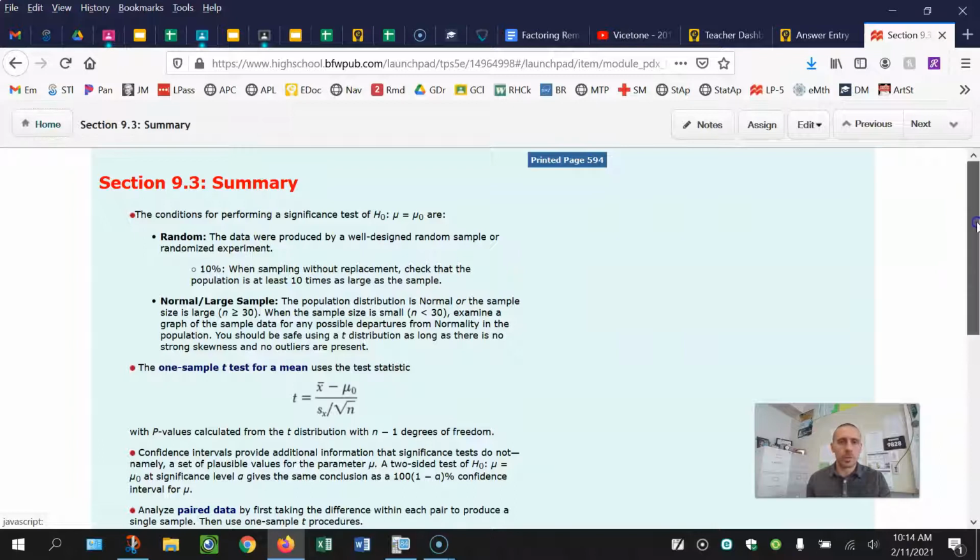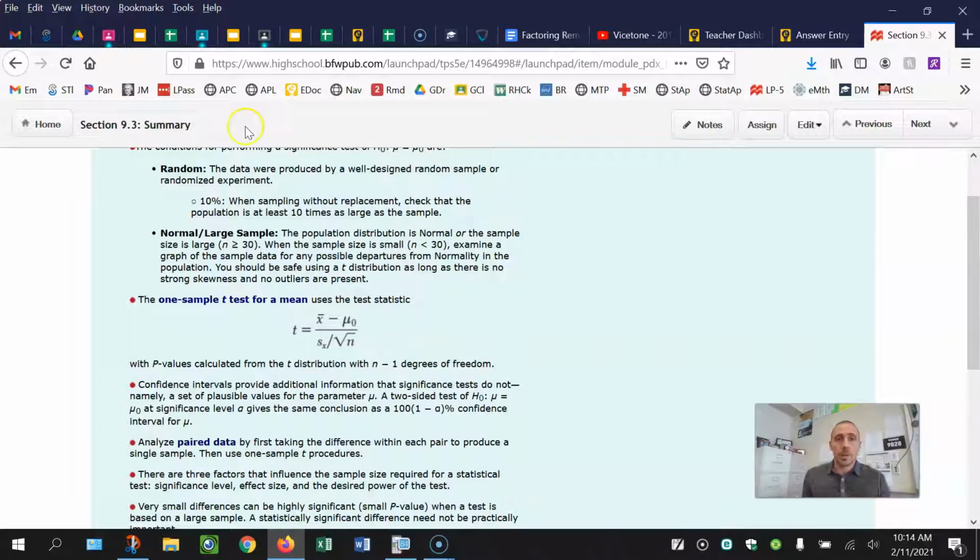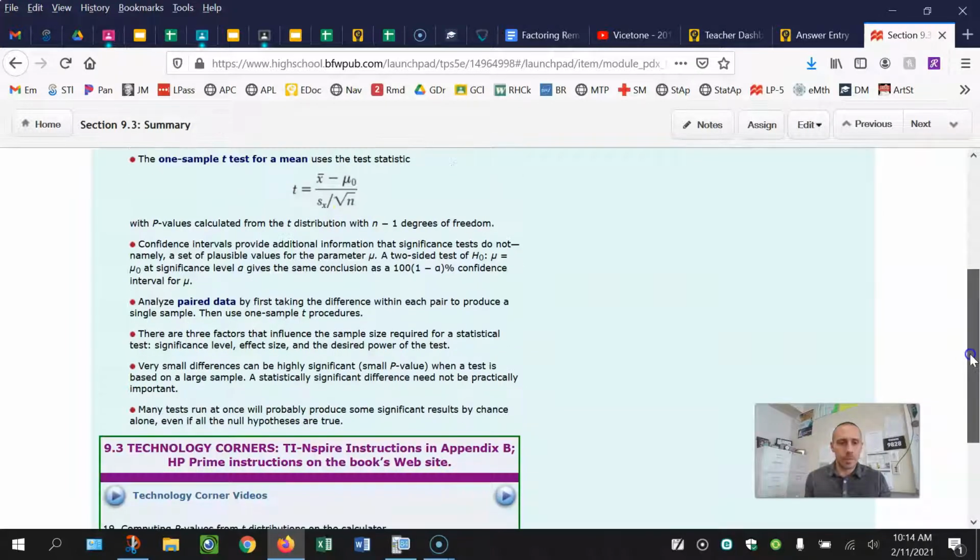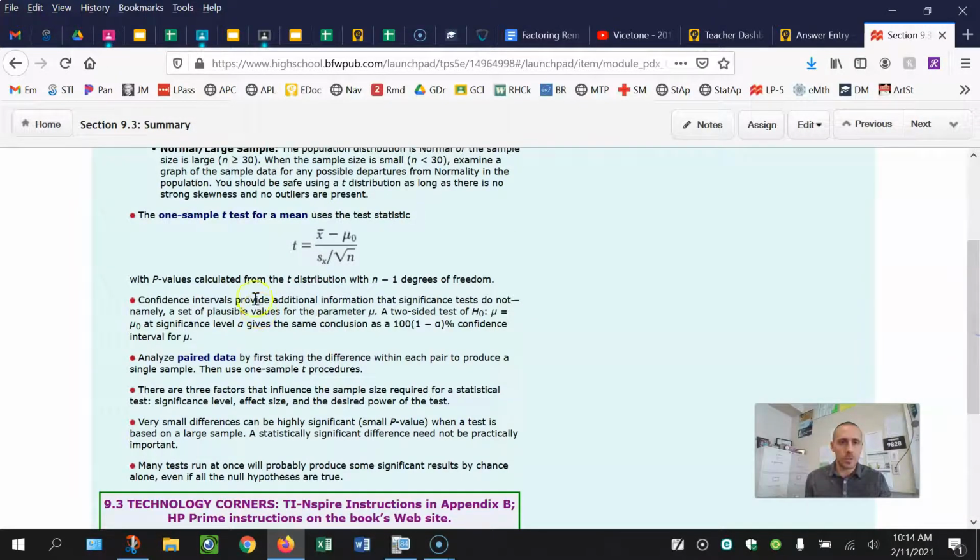Yep. All right, so conditions are the same, random and 10%, but then because we're dealing with means, it's normal and large sample. That's how you calculate your test statistic. Remember, if this is a paired t-test, it's just going to be the mean difference and the standard deviation of the difference.